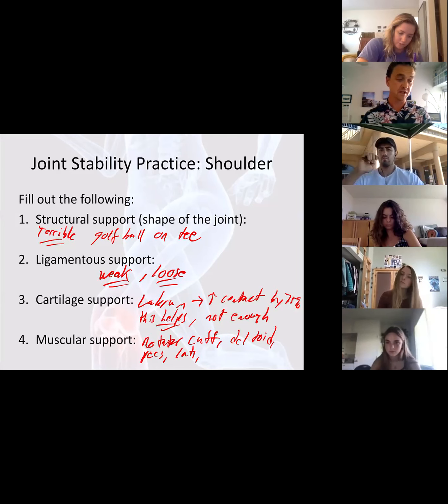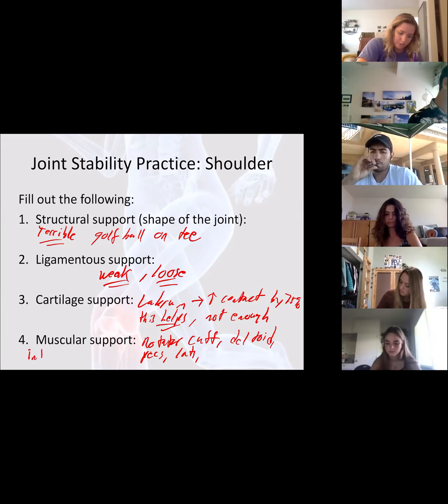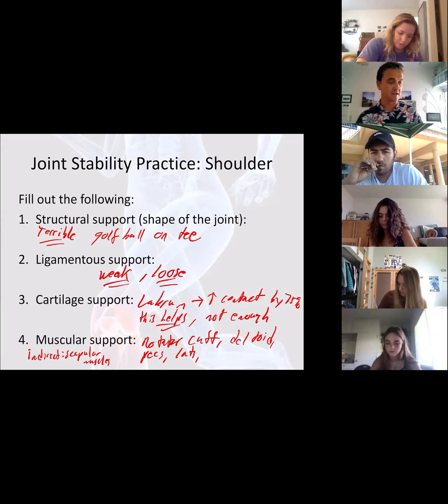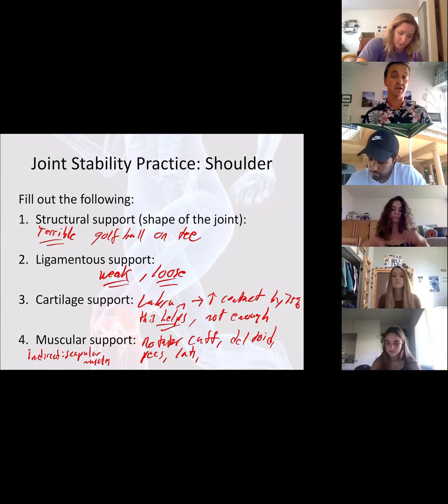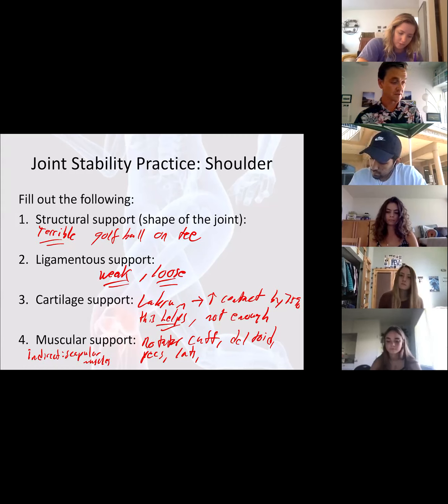And then we do have some indirect muscles too. The indirects would be the scapular muscles. We'll get into specifics on the names of those later, but in order to move your shoulder, you have to move your scapula too. And you have to be able to do that in the right way in conjunction with moving your shoulder to have a stable shoulder. So the shoulder has to rely a lot on that muscular support.